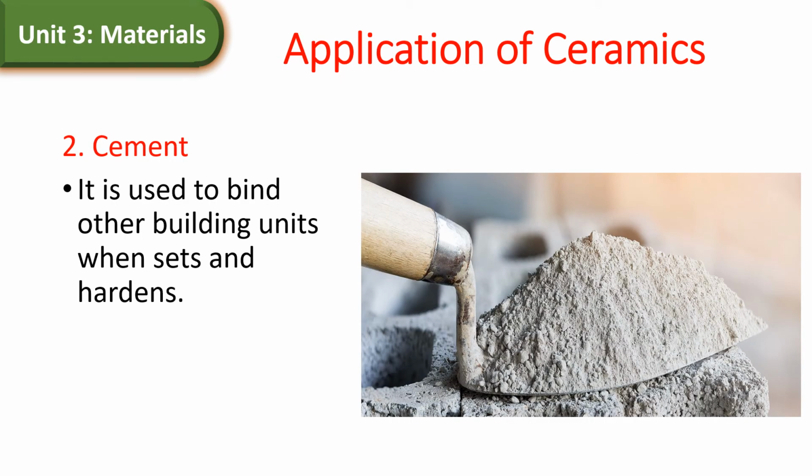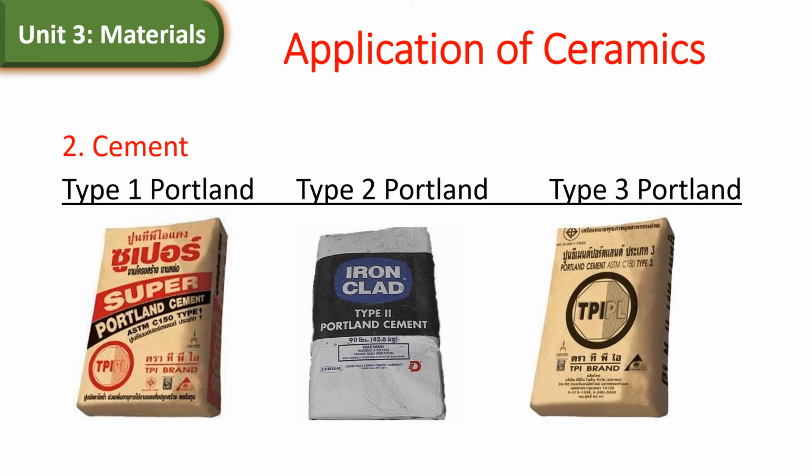And finally, we have the last application of your ceramics, which is your cement. Your cement is used to bind other building units when it sets and hardens. Believe it or not, your cement comes in different types. You have your Portland cement, your mixed cement, and your white cement. Of these three types, Portland cement is the common one because it is used in construction.